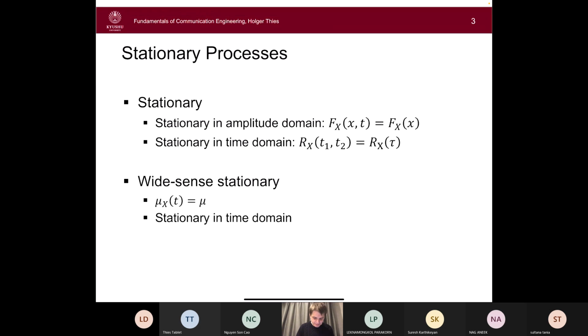So, wide-sense stationary. Stationary in our lecture means that the mean does not depend on time. So the mean is just some fixed real number, which doesn't depend on time. So for any time we take, the mean will be the same. And stationary in time domain means that the autocorrelation function does not depend on the particular point where we start, but just depends on the difference between those two times. So the autocorrelation function is just a function of tau, where tau is the difference between t1 and t2.